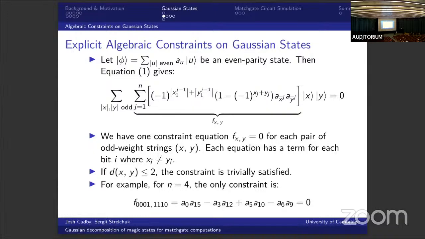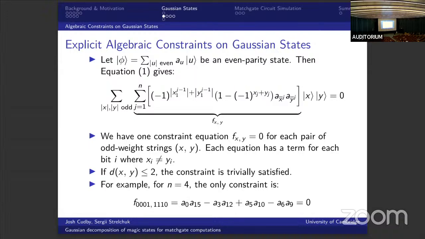So what happens? We end up with this big mess where we have a sum over odd weight strings. And then inside that, we have a sum over the length of the string, or the number of qubits, and we have this nasty looking expression. But actually, it's not that scary. We have, as I said, one constraint per odd weight pair, and each equation has a term for each bit i where x_i does not equal y_i. And if the Hamming distance between the two strings is less than or equal to 2, the constraint is trivially satisfied. So, for example, if you only have 4 qubits, it actually turns out there's only a single constraint, and it looks like this.